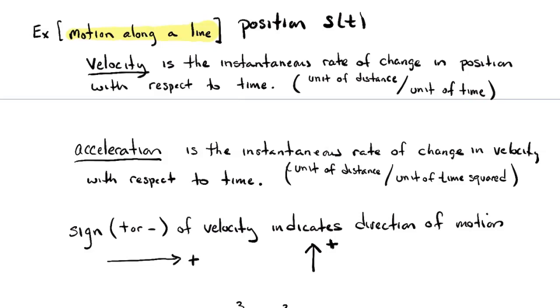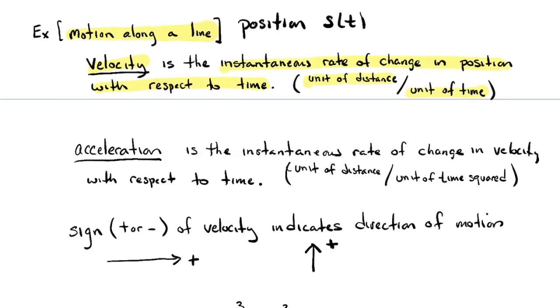Okay, and then we've already talked about the velocity of such a particle in motion. It's just the instantaneous rate of change in position with respect to time. That is, it's the derivative. The derivative of the position function with respect to time is the velocity function. And its units would be units of distance over units of time: meters per second, miles per hour, feet per year, whatever. It depends on what you're watching.